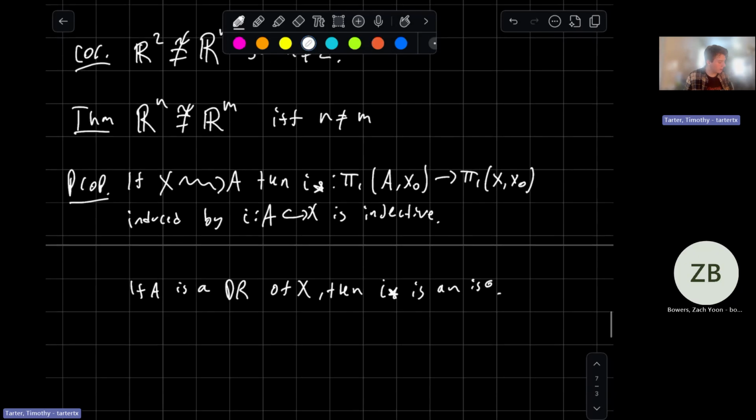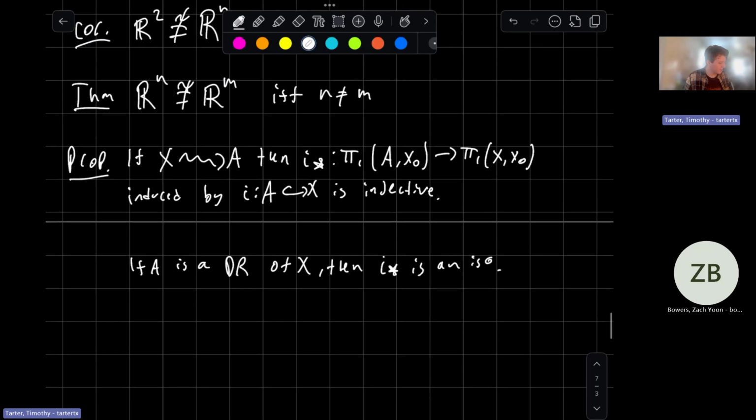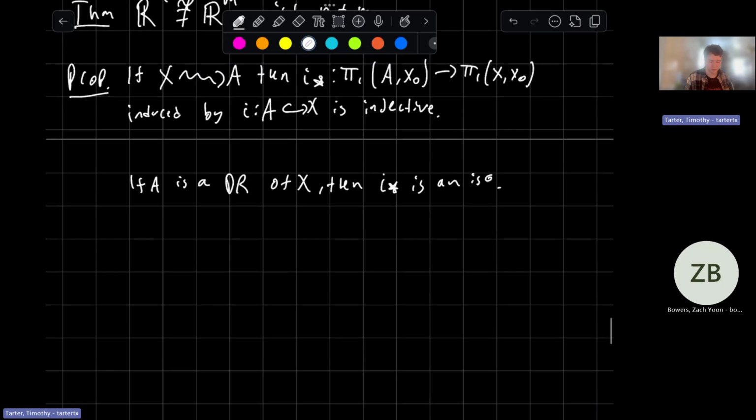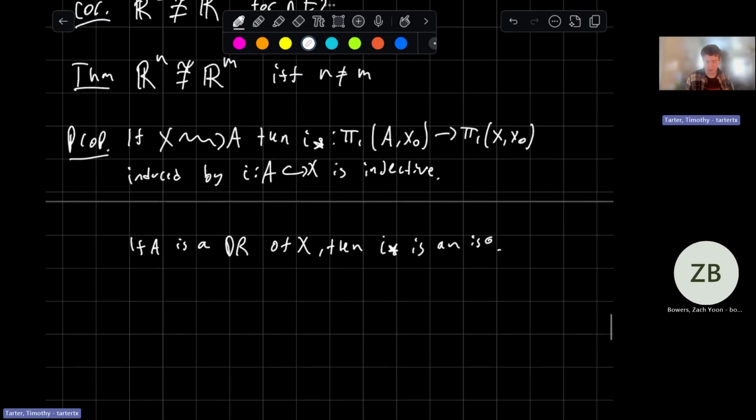So yeah, this proof is really small. Do you want me to do it? It's like a 2-line thing. I think it's pretty clear from the definition. I don't think we need to really go through it.